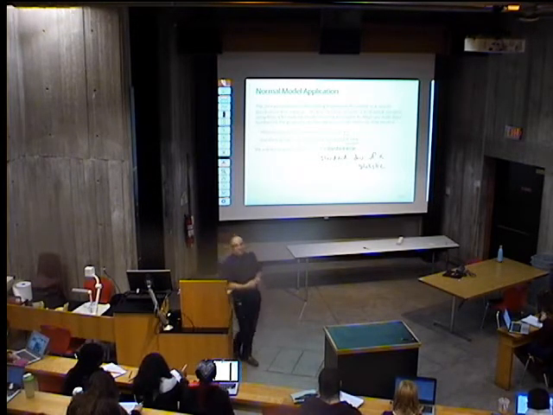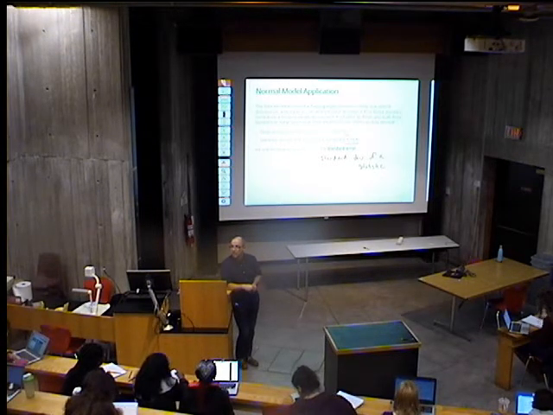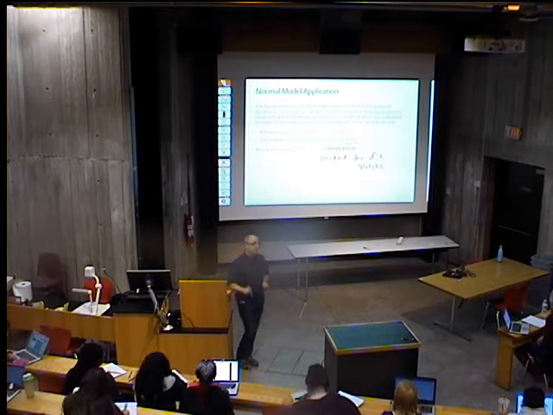Now, the implications of this: we've only seen one statistic so far, maybe two. We saw the average as well. The implication is there's going to be a lot of different variations of this.